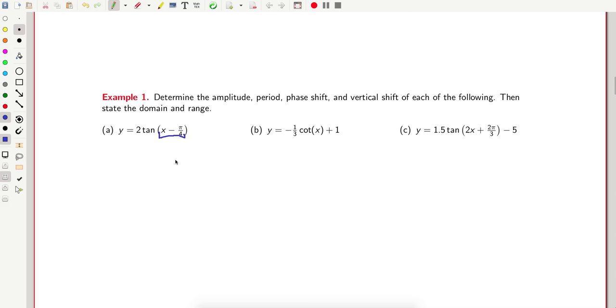And when you shift it to the right pi over 4, you also shift those vertical asymptotes to the right pi over 4 units as well. So even the vertical asymptotes get affected by phase shifts. So for tangent, remember tangent is x over y. And we're really focusing on this y. We don't want that to be 0. Y is going to be 0 if you're on the x-axis.